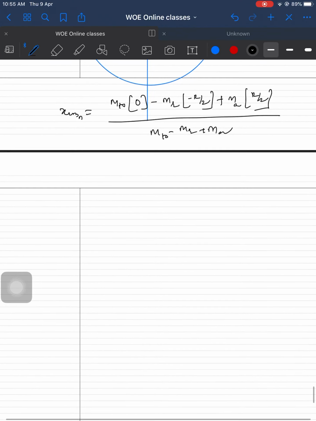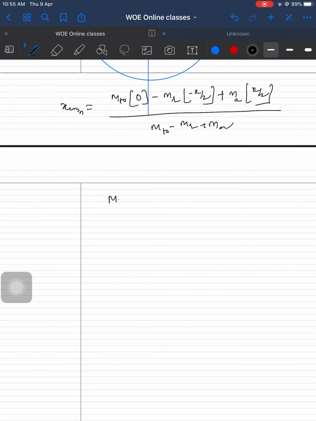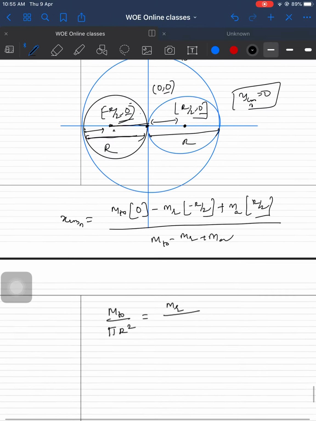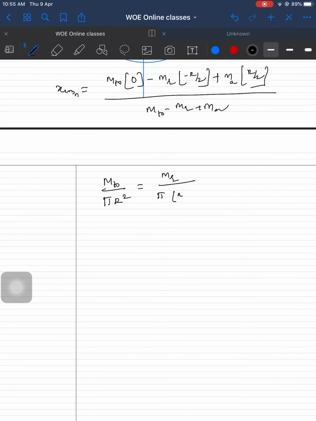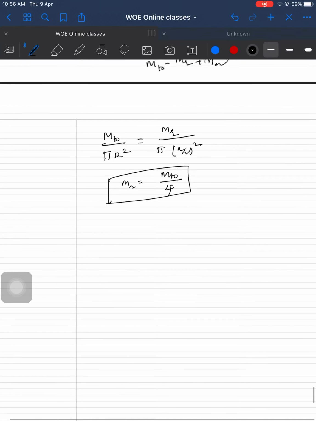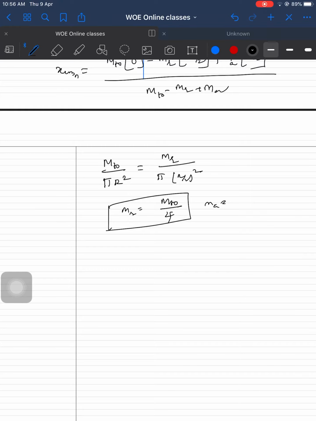We don't know mass removed and mass added, we should get them. So total mass by total area is constant, which is pi r square, equal to mass removed by the removed area. How much mass is removed? Radius is r by 2, so area is pi r by 2 whole square. M removed is equal to m total by 4. Whatever removed mass is added on the other part, so mass added is also m total by 4.